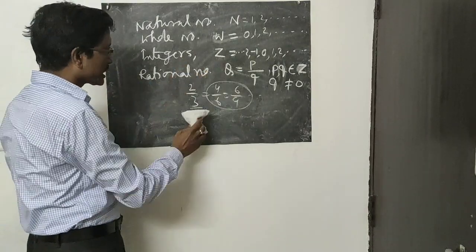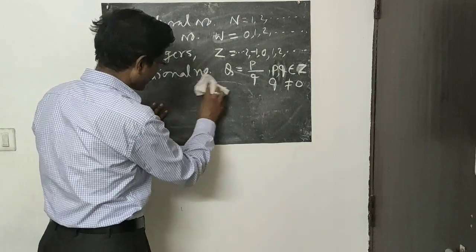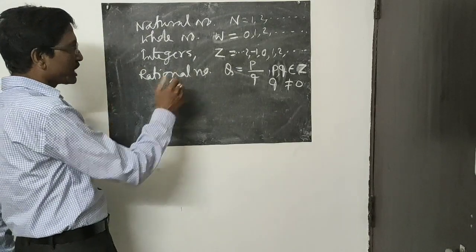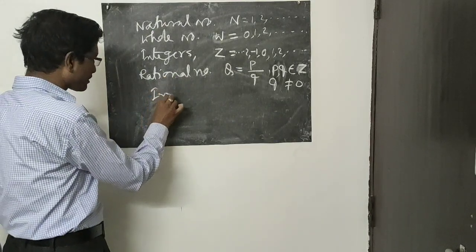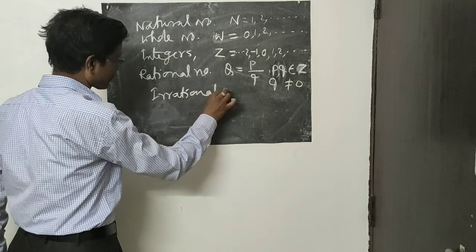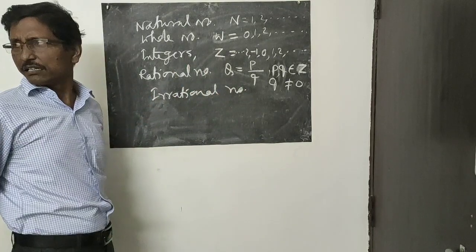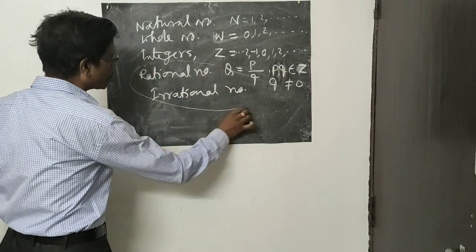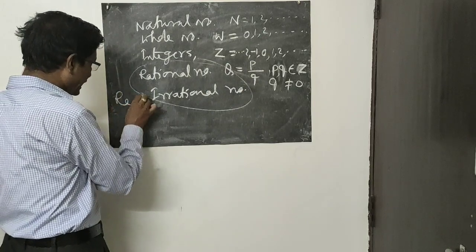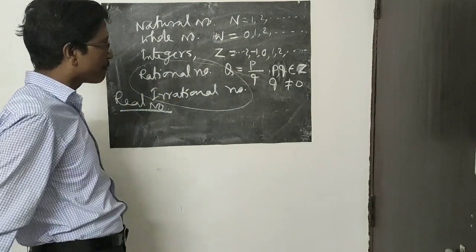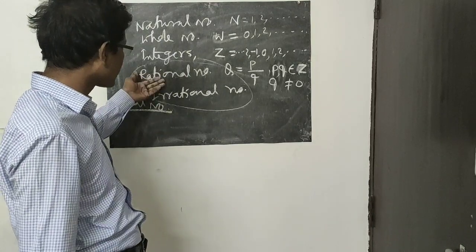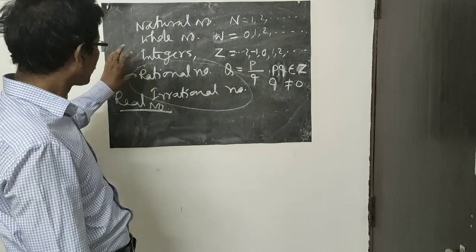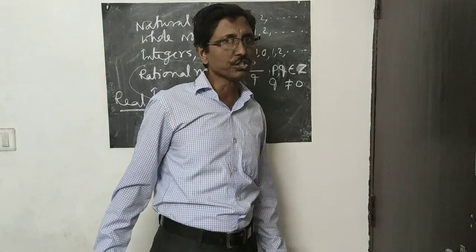The number which is in the P by Q form, that is a rational number, and the number which is present in real but not in the P by Q form, that is known as the irrational number. And rational numbers and irrational numbers, including these two, are known as the real numbers. So a real number is either a rational number or an irrational number. Is it okay?